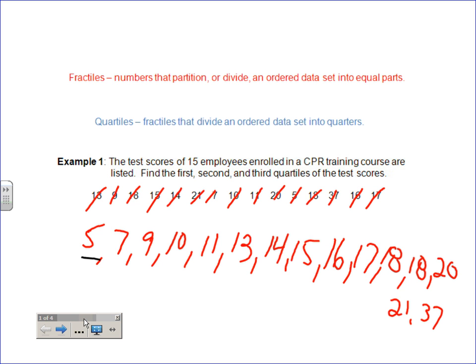So you just cross off the 5, cross off the 37, cross off the 21, cross that off. Notice I'm not completely crossing it because I know I'm going to have to come back to it. And then this 18 with that one, this 11 with that 18, this 17 with that, that 14 with it. Oh, hey, there it is. So the 15 here is the median, which is quartile 2.